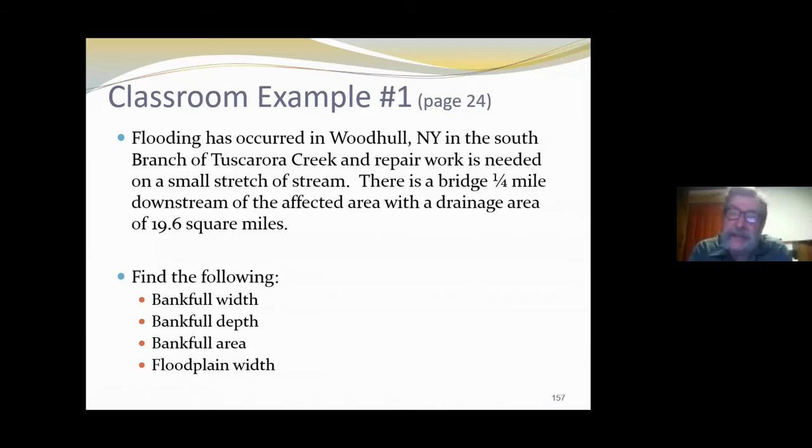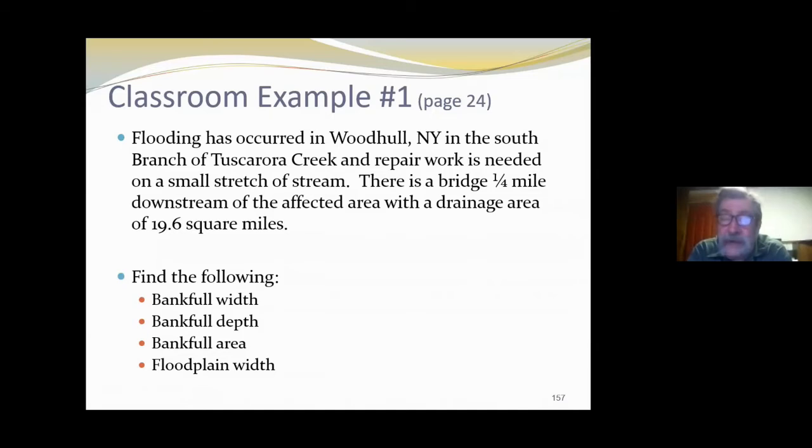So one of the nice things about that is that if there is a bridge, somebody actually did some design on that bridge, or hopefully did some design on that bridge. And they've probably got some information on how big that drainage area is that flows into that bridge. And since it's only a quarter-mile away, we can take that drainage area that they used to calculate the size of the span of that bridge, which is about 19.6 square miles.